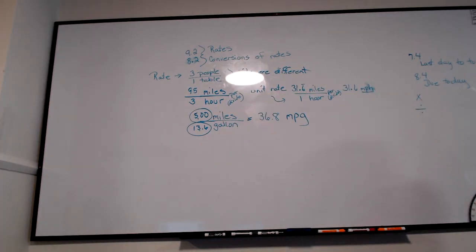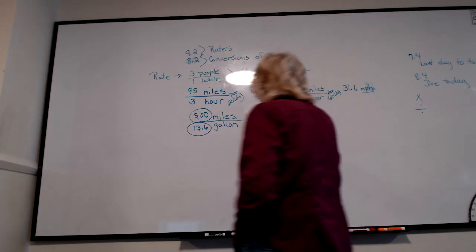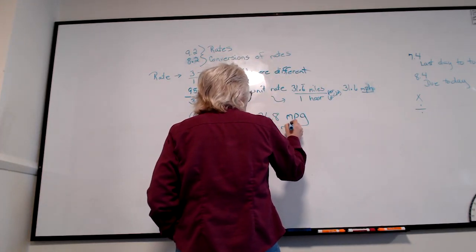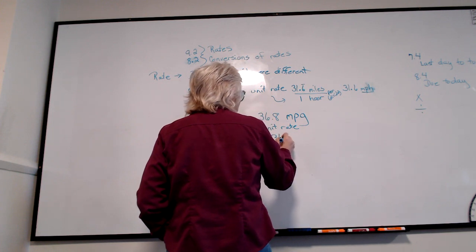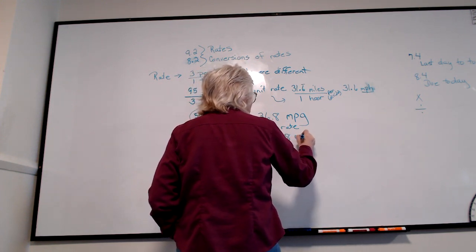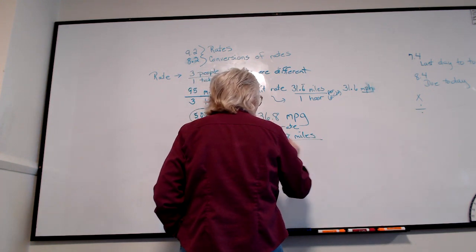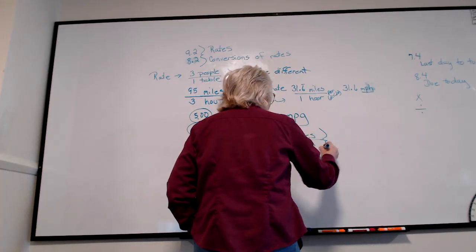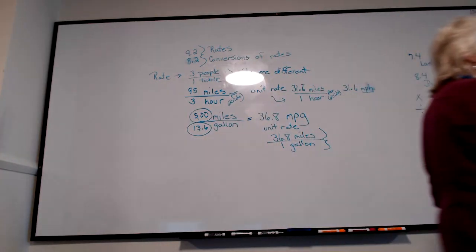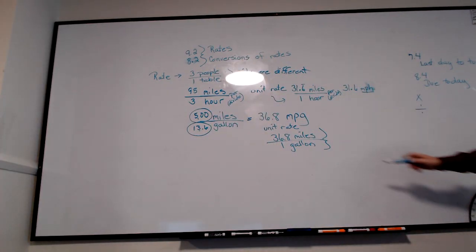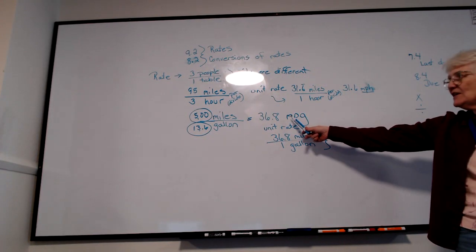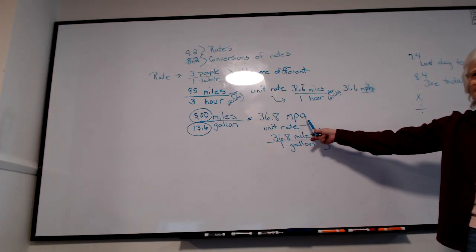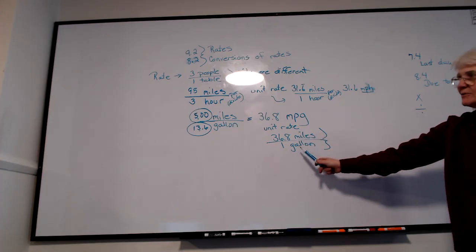Good gas mileage. That is the unit rate, because if you really look at it, it's 36.8 miles per 1 gallon. That's what it's talking about. Unit rate, because the 1 is on the bottom. We don't write it like this. We abbreviate it miles per gallon, MPG. But that is really what it means.